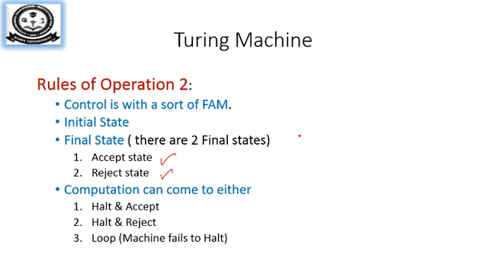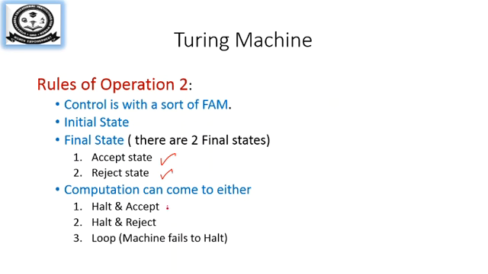If the string is accepted, then it will enter into the accept state. Suppose the string does not match the language, then it will enter into the reject state. So in a Turing machine you will have two final states: accept and reject. Then again, sometimes the computation may either come to a final state or enter into an infinite loop. So there are three types of things.